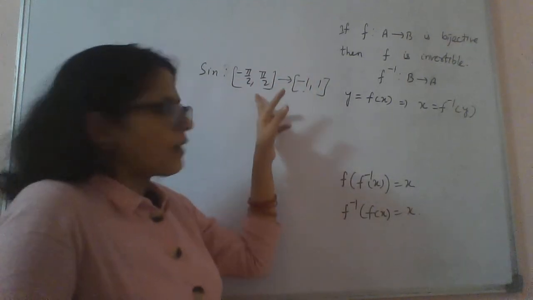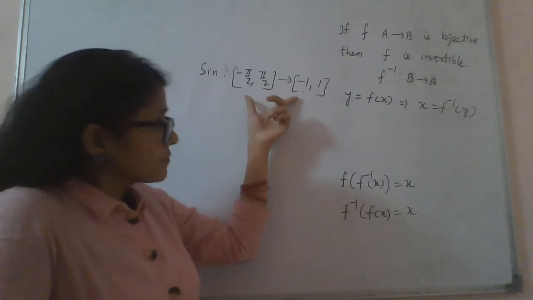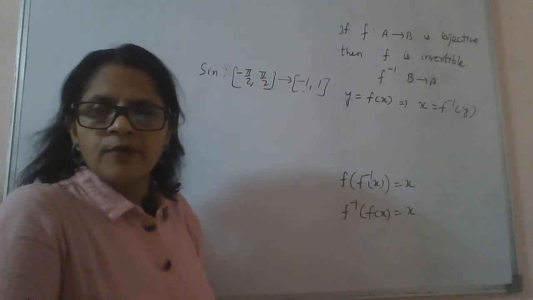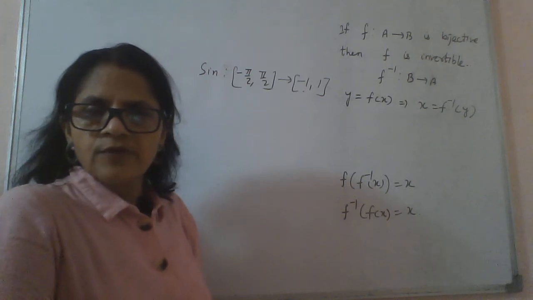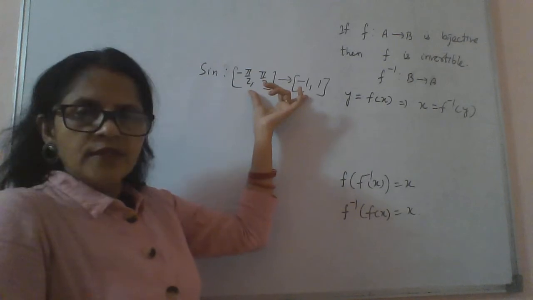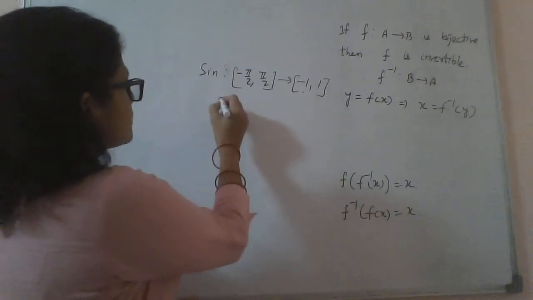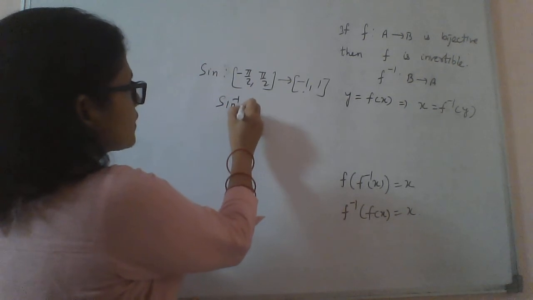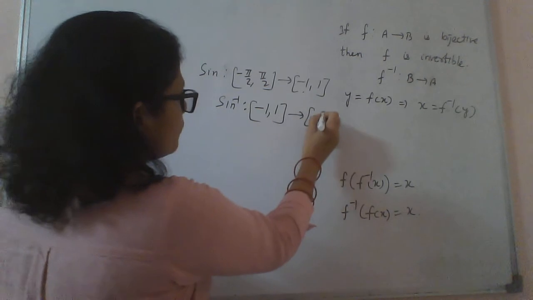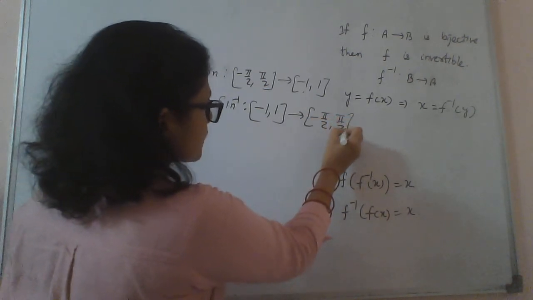You can check it by taking any value between minus pi by 2 and pi by 2. For one pre-image, you are having only one image. It means the function is one-one and it is already onto. So within this domain and range, sine x is invertible. So sine inverse is a function from minus 1 to 1 to minus pi by 2 to pi by 2. I hope it is clear.